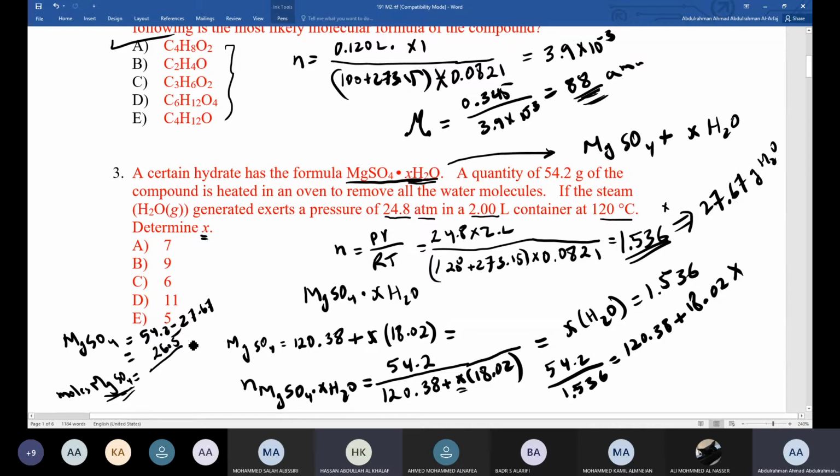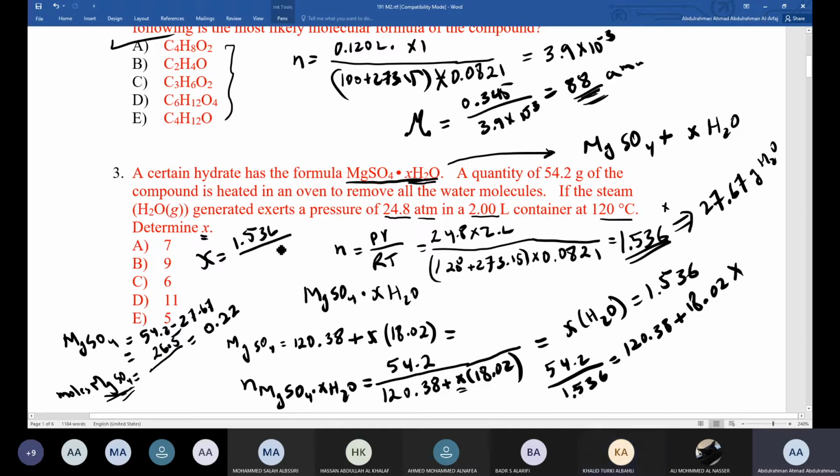0.22 is the number of moles? Yes. Who got the same answer? I think it's correct. So we can divide 1.5 by 0.22.